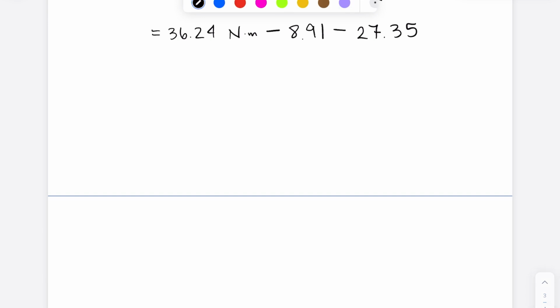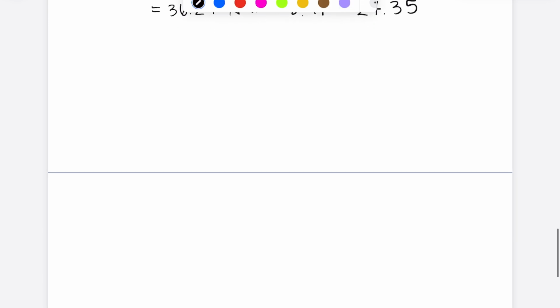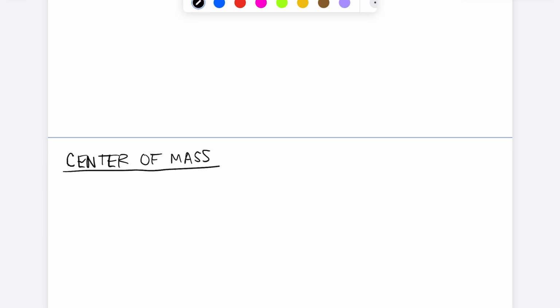All right, so on to the next topic. We talked about center of gravity. Now let's talk about the center of mass. The center of mass is the average location of the mass of an object.